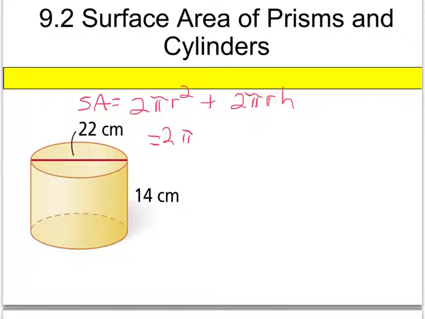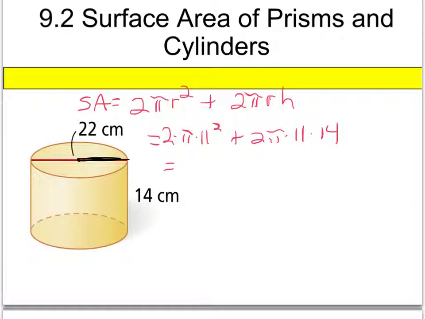2 pi times 11. How did I get 11? Well, that's half. Remember, 22 centimeters is our diameter. We only want half. We want our radius. Plus 2 pi, again, times 11, times our height of 14.